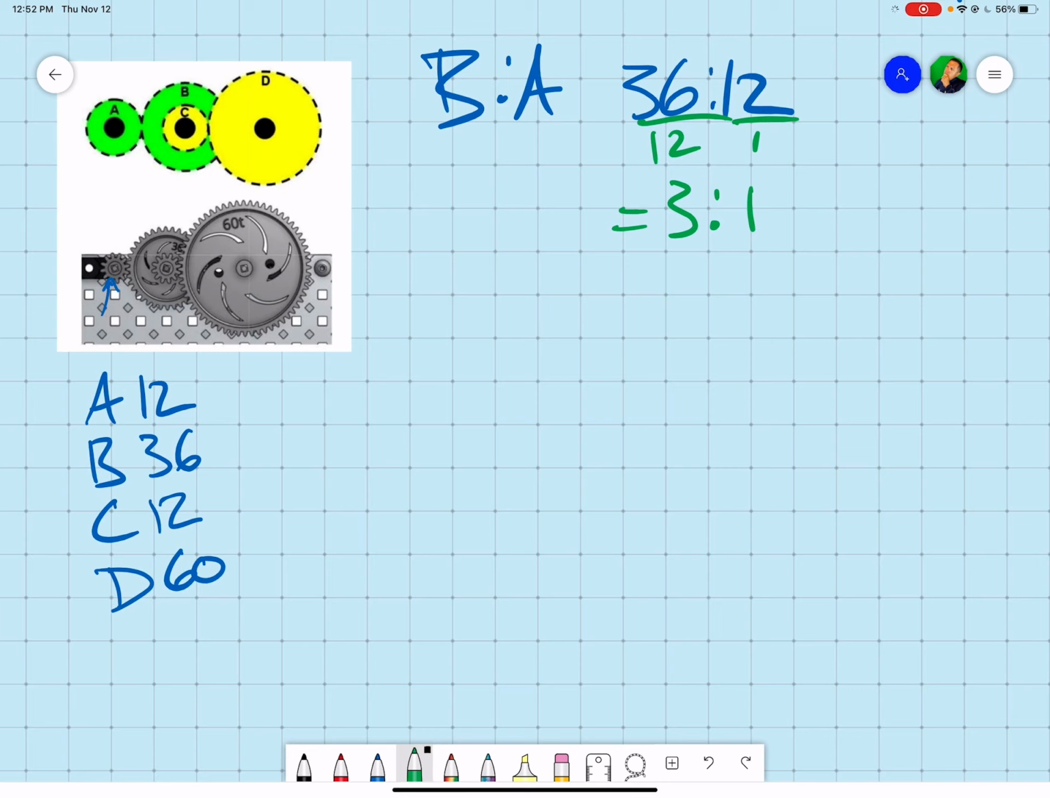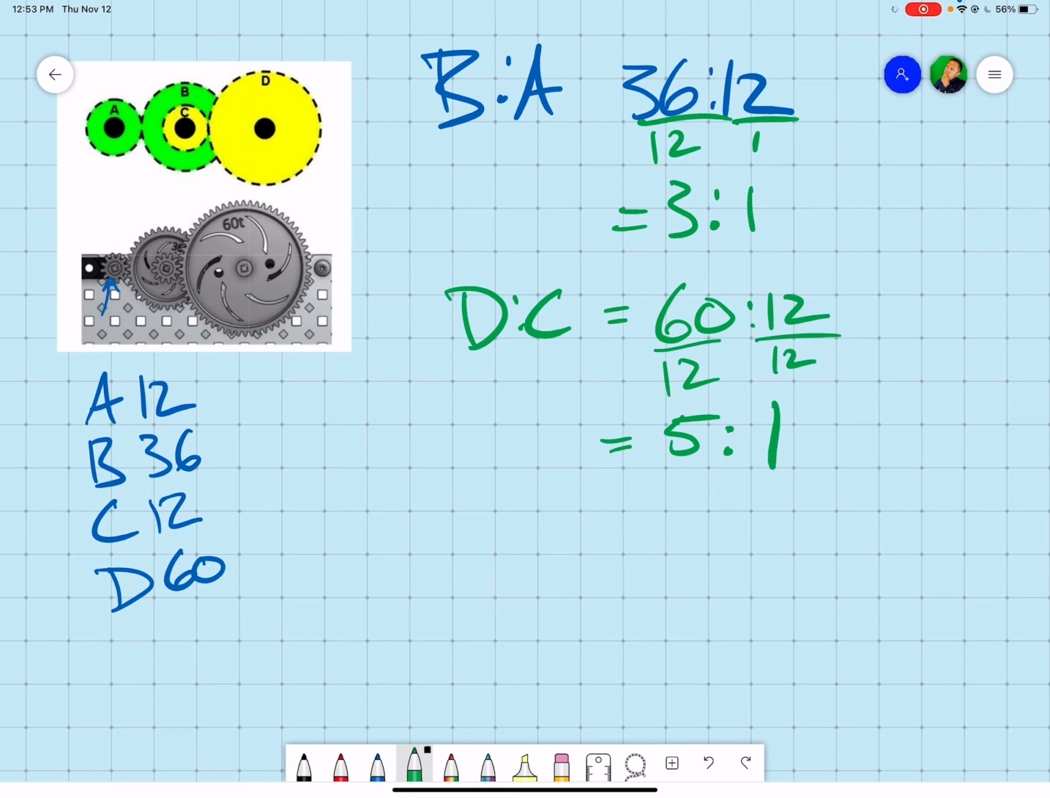All right. Now, the other gear ratio I need to know is D to C. And D to C is going to have a gear ratio of 60 to 12. So I can simplify those as well, dividing both of those by 12, and I get 5 to 1.